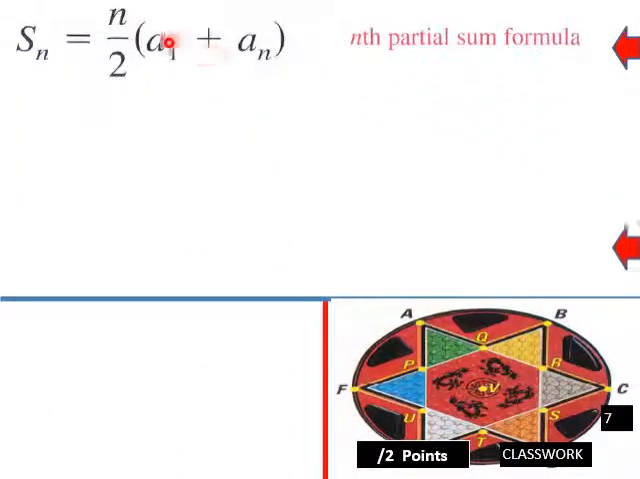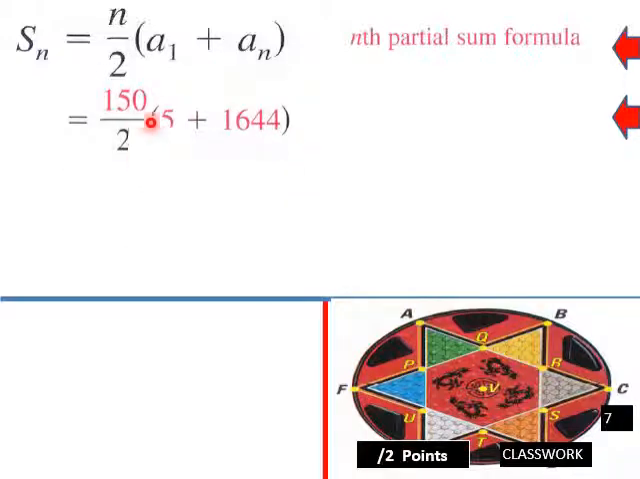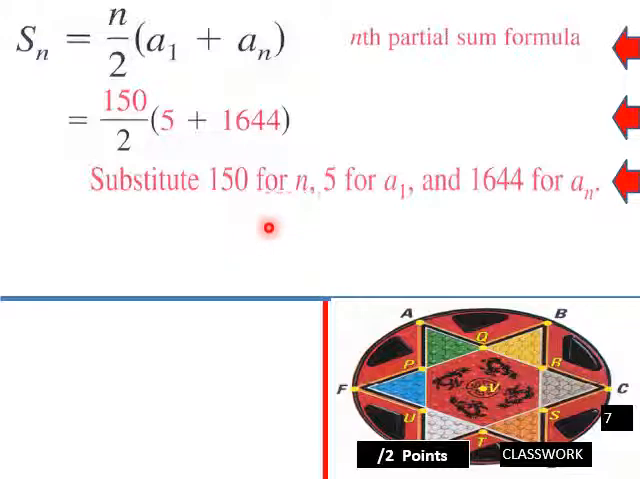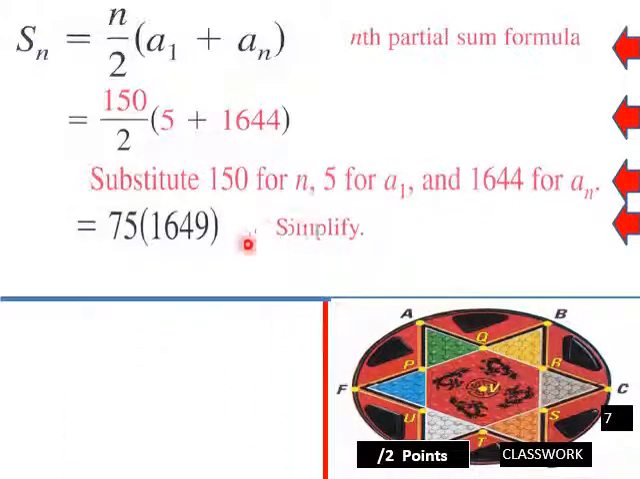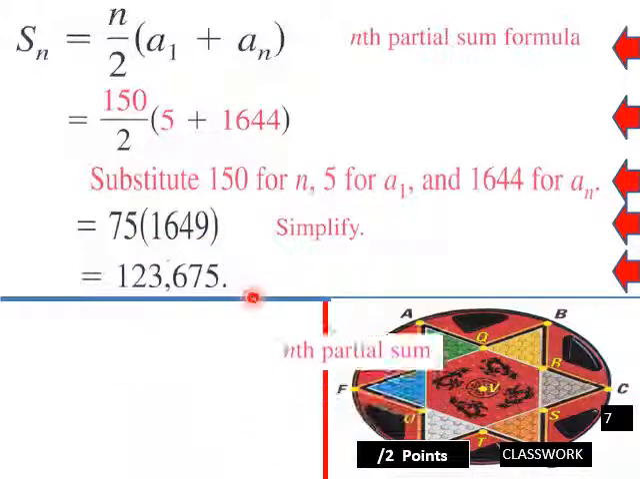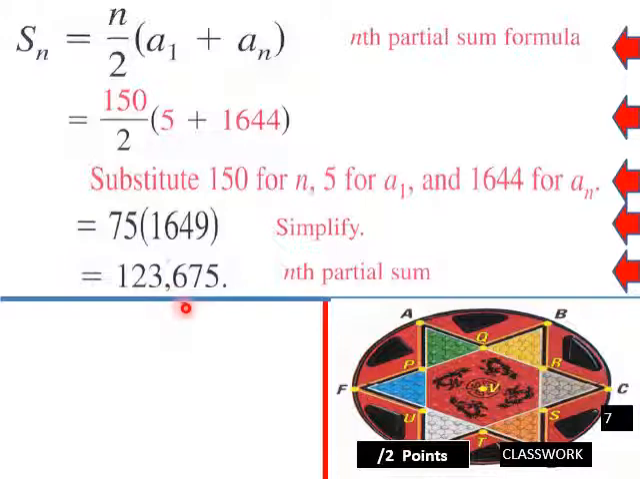The sum of the first 150 terms is given by the nth partial sum formula: 150 over 2 times 5 plus 1644. We plug in 150 for n, 5 for a1, and 1644 for an. So the sum up to that point would be 75 times 1649, which comes to 123,675.